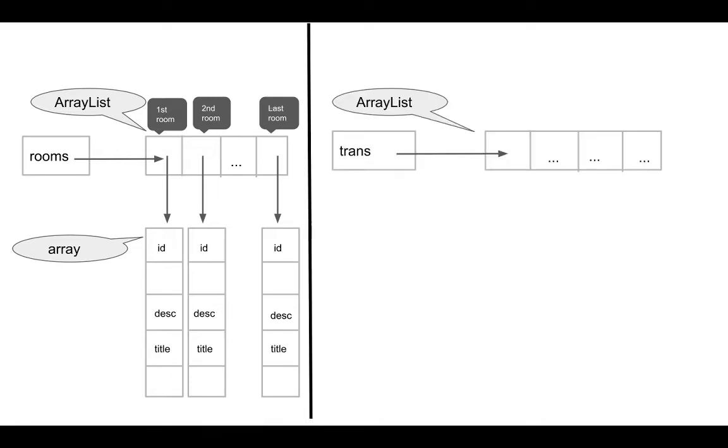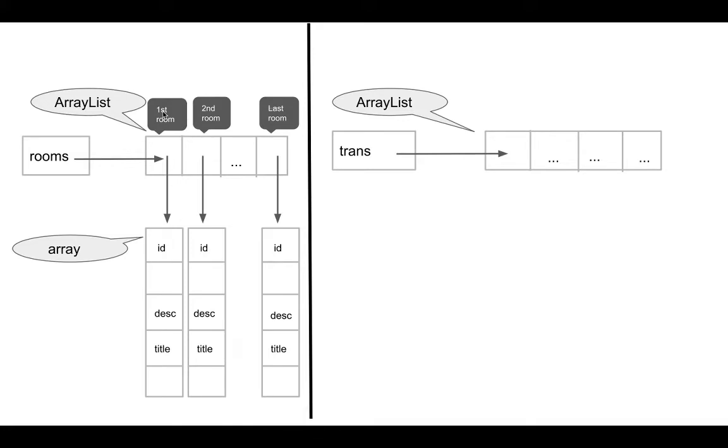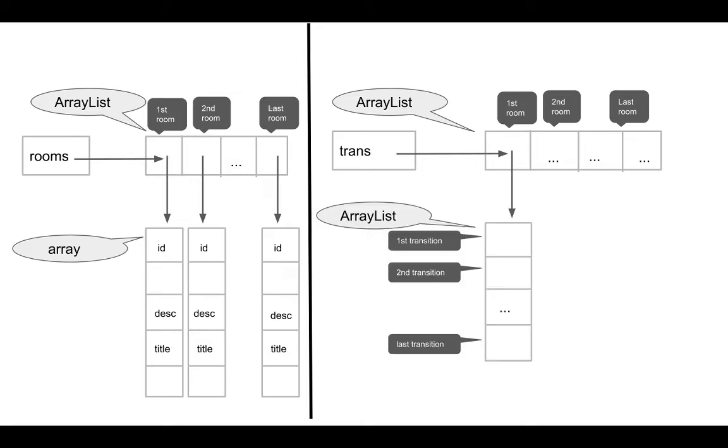The harder one is the trans array. So the idea is that for each room, so when Goldilocks sees the house, we're prompting the user with some number of choices. So the trans array is going to store those choices. So each spot of the trans array corresponds to a spot from the rooms array. They're parallel arrays. So the first spot is the transitions for the first room, meaning the choices that the user will be able to make when given the first room.